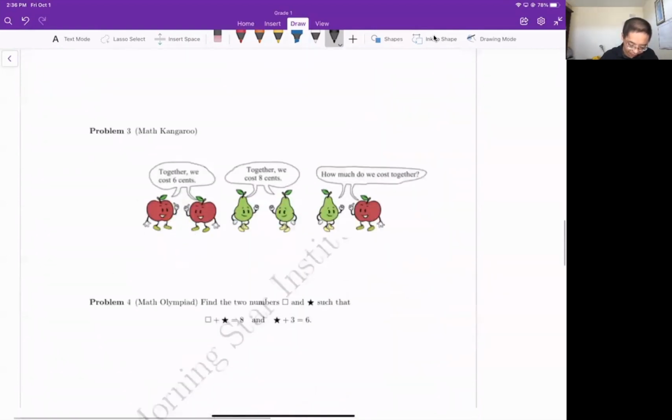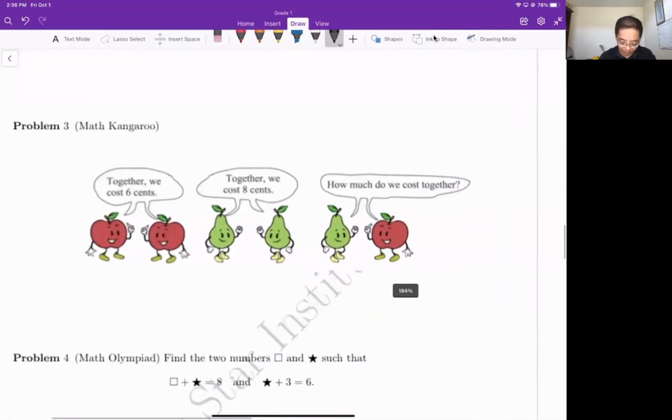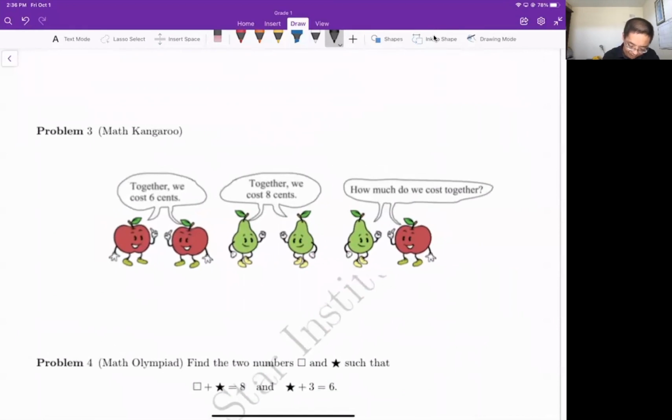Question number 3. This is a problem from Math Kangaroo. The first picture says we have 2 apples. Together, they cost 6 cents. So 2 for 6. Now, if we split 6, because here what we have is 2 identical apples, therefore each apple costs 3 cents. We split 6 as 3 plus 3.